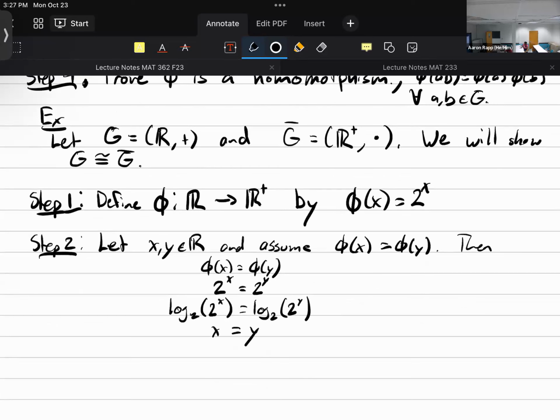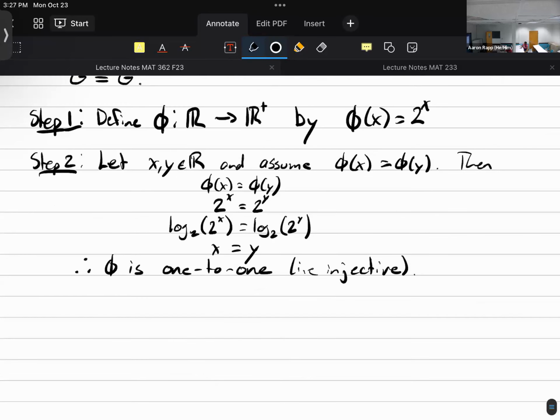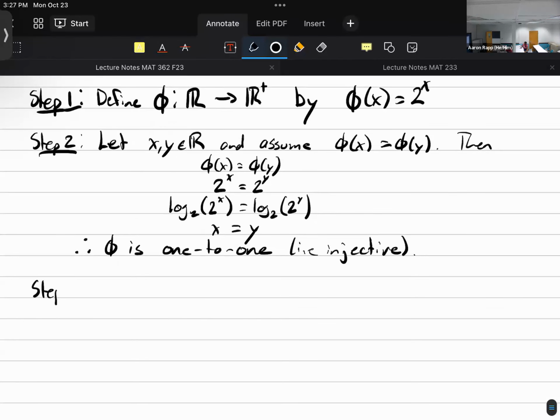That will leave me with just x is equal to y. Therefore, this is what that function is: 1-to-1, or if you want to say injective. Those are interchangeable. Step 3 is to show what?